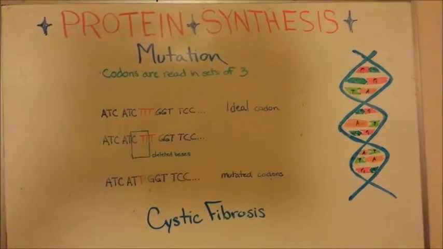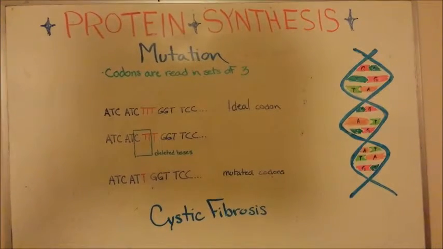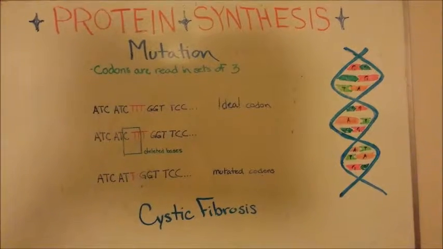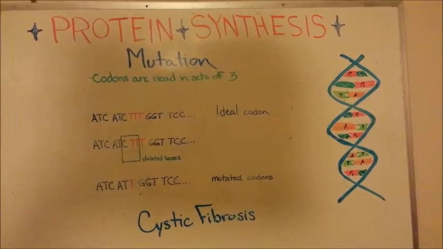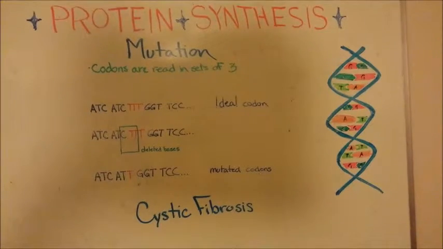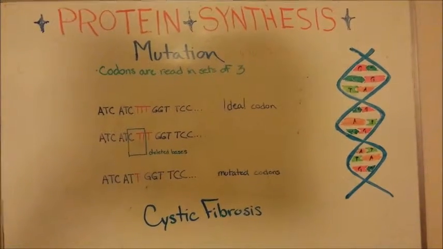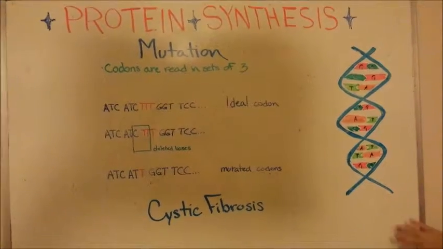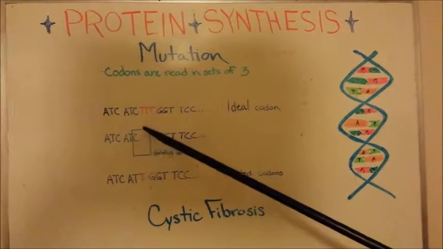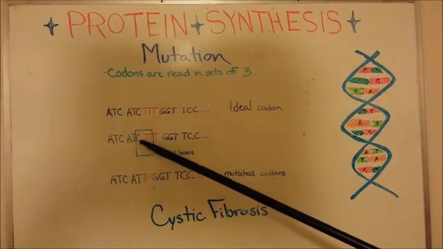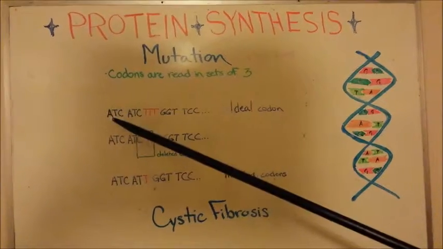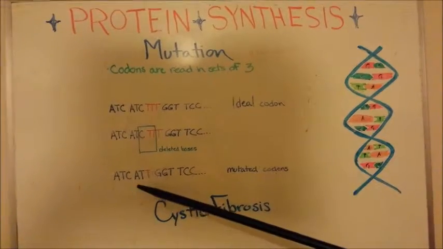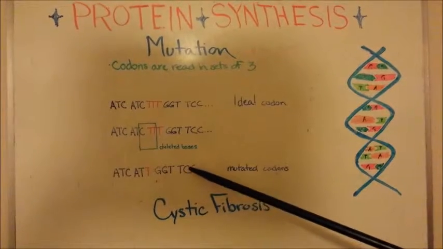So there are a few different types of diseases that are actually caused by mutations. There are many, but a few are cystic fibrosis, anemia, as well as hemophilia. But what you're looking at on the board right now is cystic fibrosis. So as you can see, there's a deleted base, so this C does get deleted, which causes ATC, ATC, TTT, GGT, TTC, which is the ideal codon, to turn into ATC, ATT, GGT, TCC.